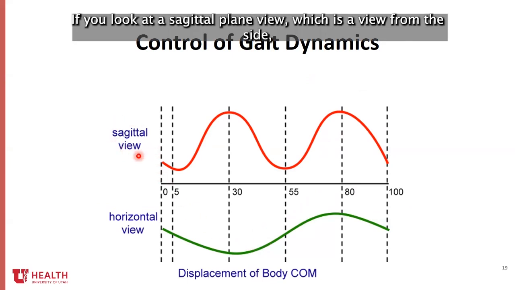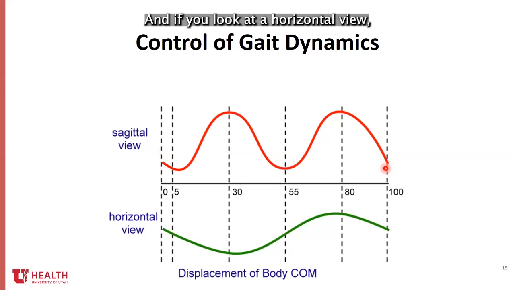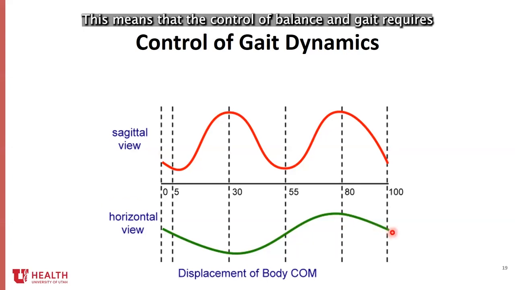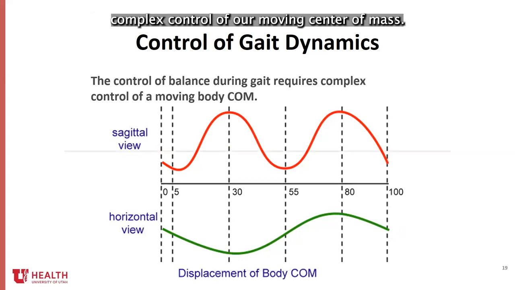If you look at a sagittal plane view, which is a view from the side, our center of mass is going to oscillate up and down. And if you look at a horizontal view, this is a view from the top, our center of mass is going to oscillate to the right and to the left as someone walks. This means that the control of balance during gait requires complex control of our moving center of mass.